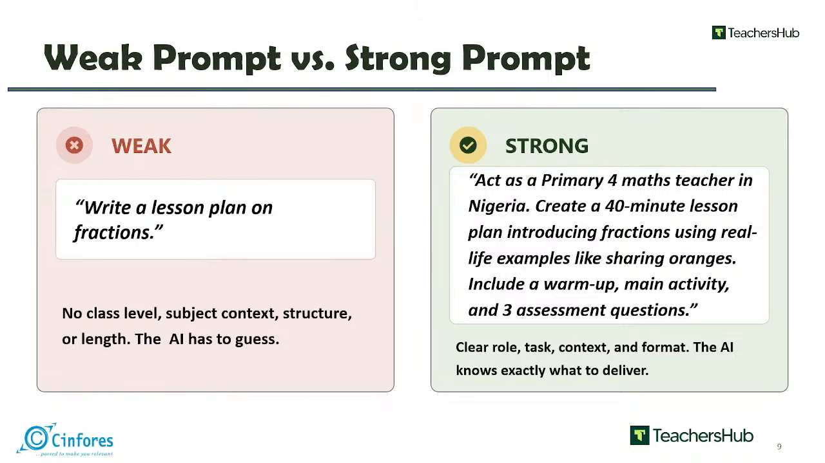And I'm going to continue. Include a warm-up, main activity, and 3 assessment questions. Are you seeing this prompt? The prompt is very, very detailed. In the prompt, there is a role for the AI: the AI is going to act as a primary 4 teacher. There's context: I'm a teacher in Nigeria. There's format. You understand? There is the length of the lesson. There's even an activity. So if I put my prompt like this, the AI knows exactly what it's going to deliver.